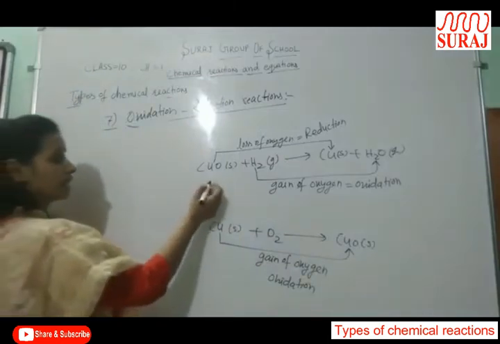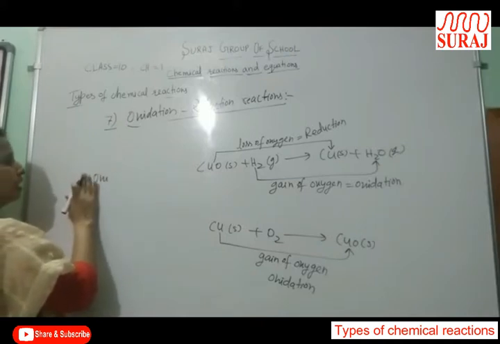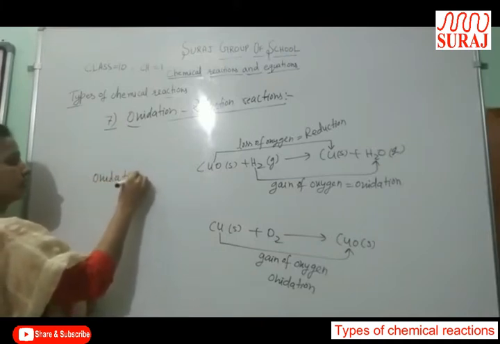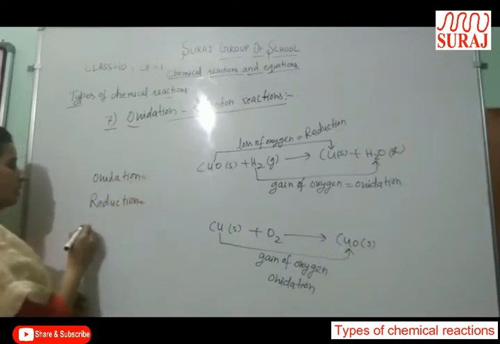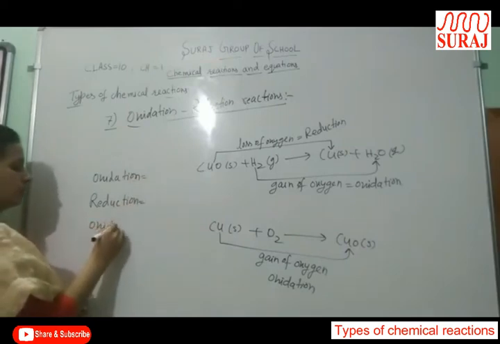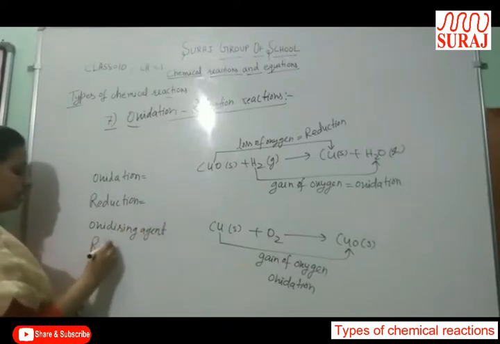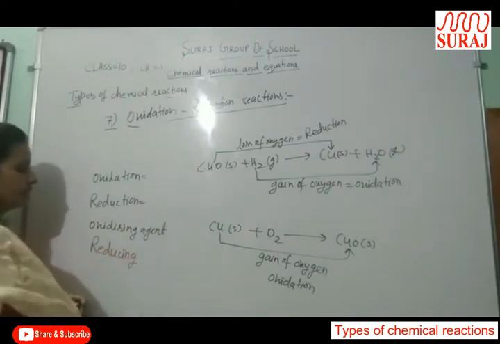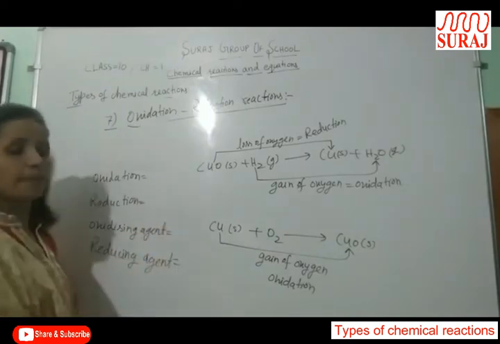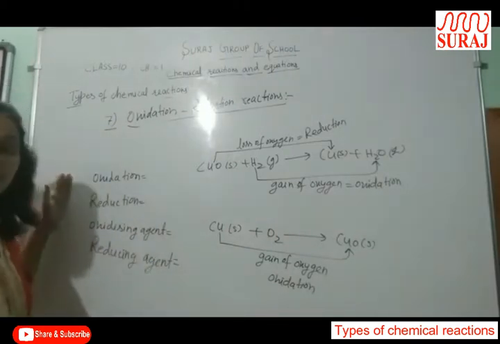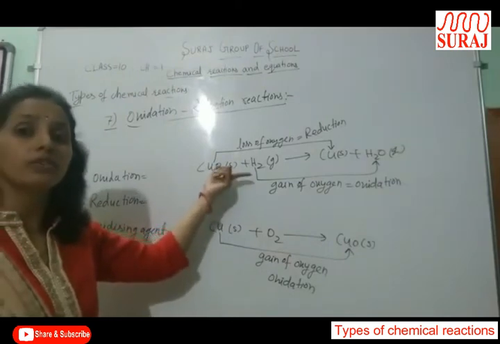So we can take all the four terms here: oxidation, reduction, oxidizing agent, reducing agent. Now all these factors are taken from the left hand side, on the reactant side of the reaction.